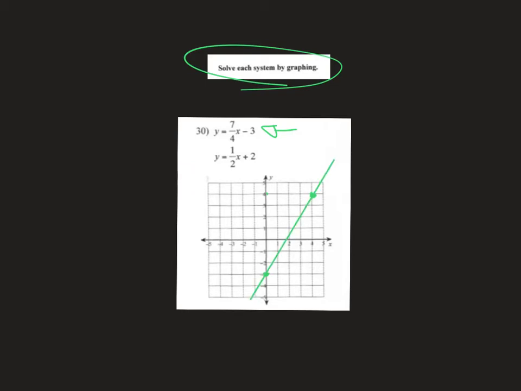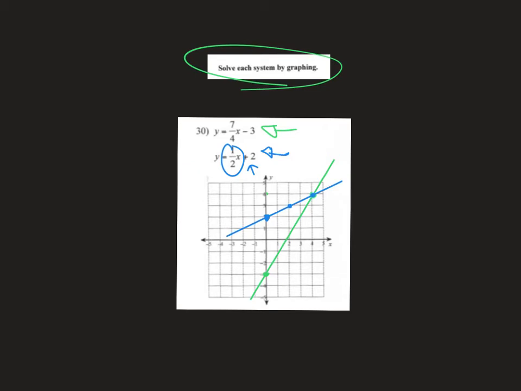Okay, changing colors over to blue. We're going to graph the second line. We're going to go up to positive 2. That's my y-intercept. And now using the slope, again, positive, we're going to go up 1 and right 2, up 1 and right 2. And then we're going to connect that with a nice straight line.